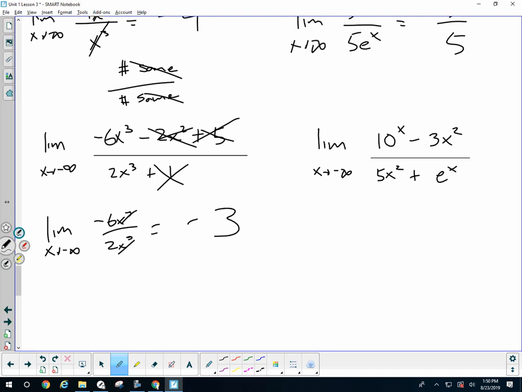Does it matter that it's negative? No. The growth will cancel, the negative divided by a negative. So I don't care that I'm plugging in negative infinity because they'll end up canceling each other out no matter what, as long as the growth is the same. Try this one.